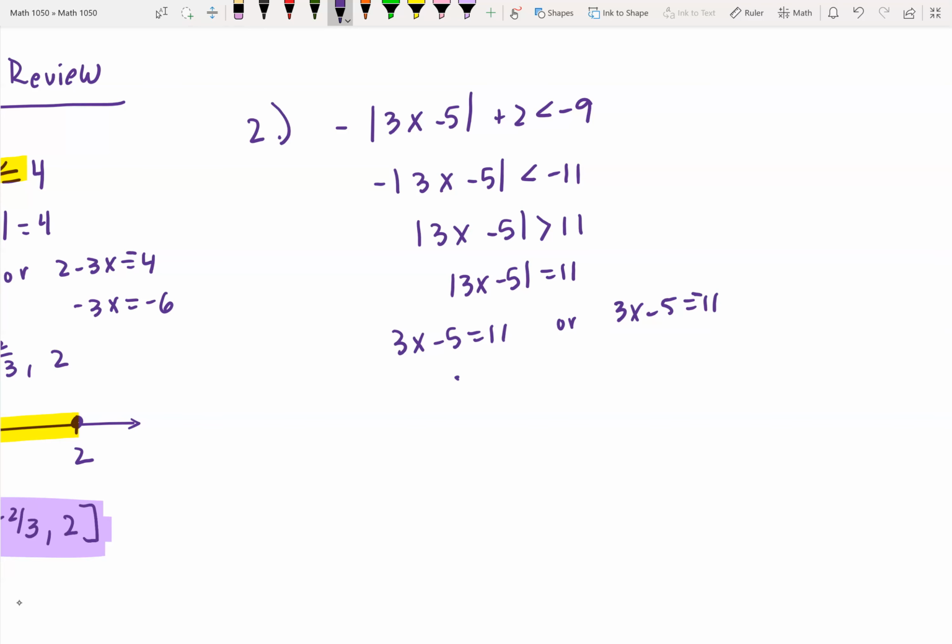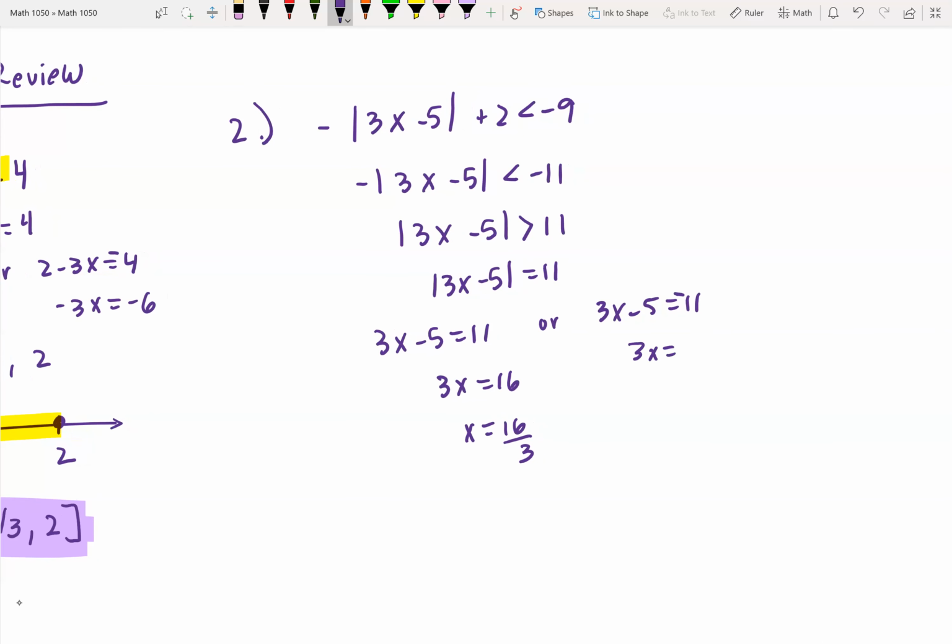5 comes over and becomes a positive. So I have 3x equals 16. Divide, and I get 16 over 3. Over here, bring your 5 over, it becomes a positive. So 3x equals -6. So x equals -2. So -2 is there. 16/3 is there. No equal sign, so open.